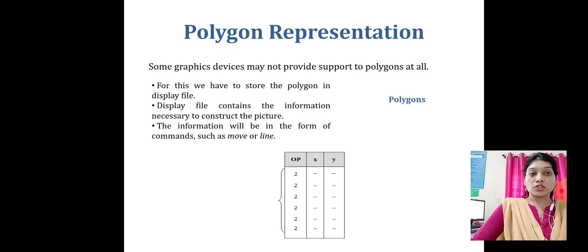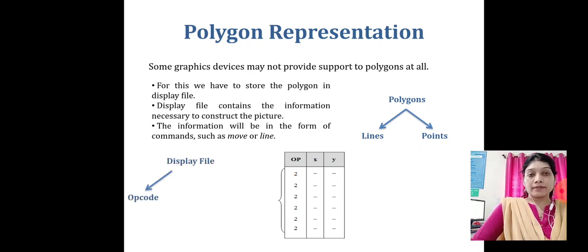So, what information does the polygon have? We can store the information of a polygon in the form of lines, and we can also store it in the form of points, meaning we can represent a polygon by using the lines and vertices of that polygon. How are we going to show these lines and points? By using this display file structure. The information will be in the form of commands such as move or line. You know the two commands we saw in unit number 1: move and line. Opcode 1 stands for the move command, and opcode 2 stands for the line command.